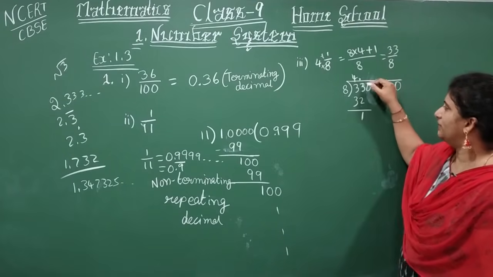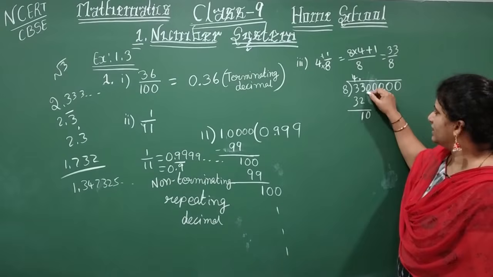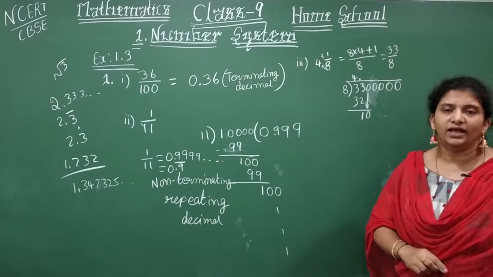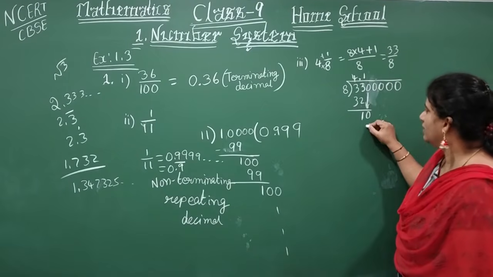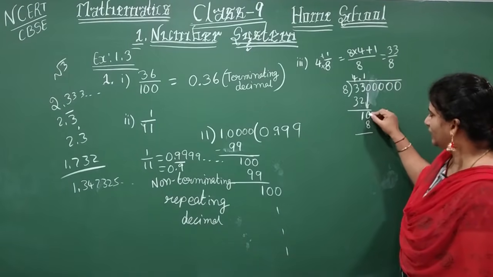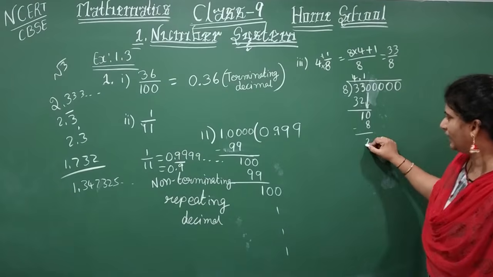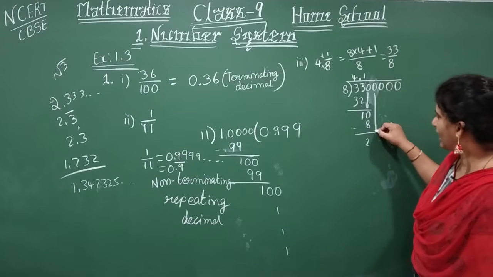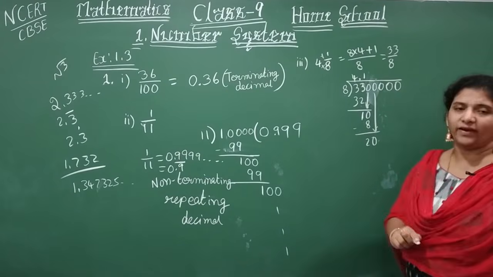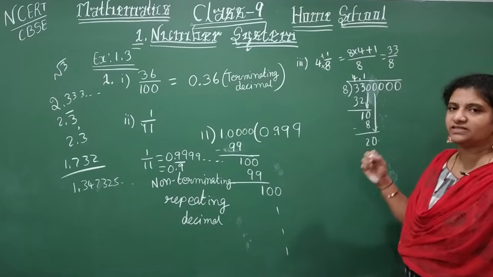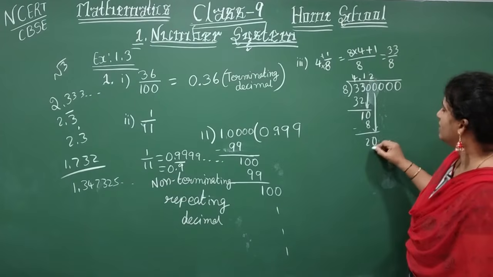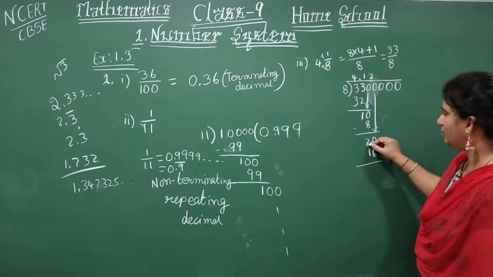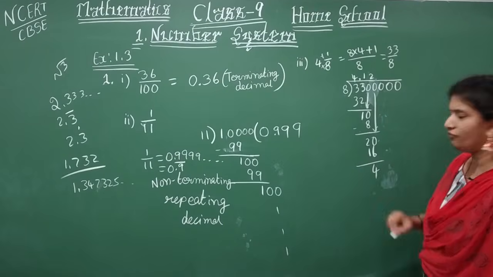So 8 table. Just see here, drag this 0 down. 8 table where you get 10, children? 8 ones are 8. Then now 10 minus 8, it will be 2. Again drag this 0 down. 20. So next, which is the nearest number in 8 table? 8 twos are 16. Then 20 minus 16 will be 4.